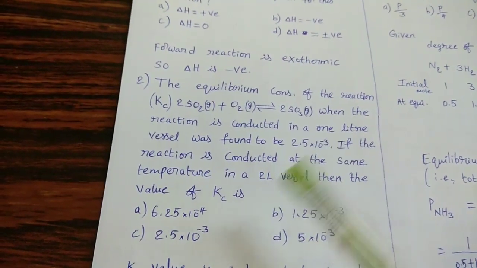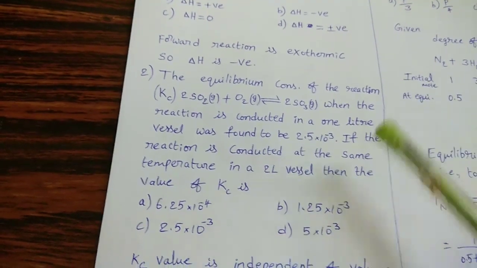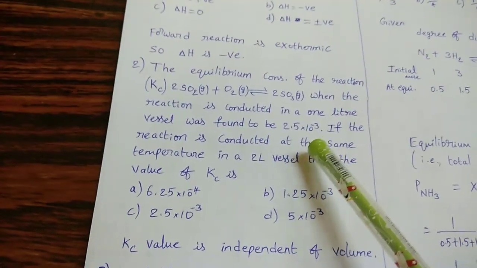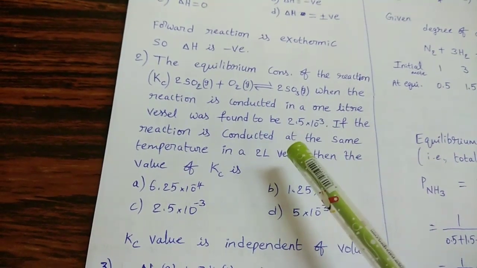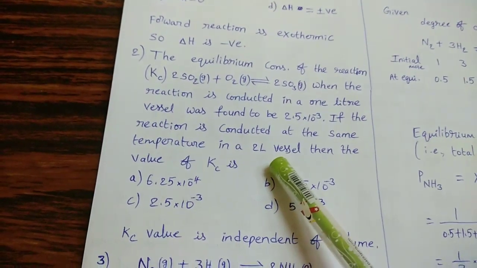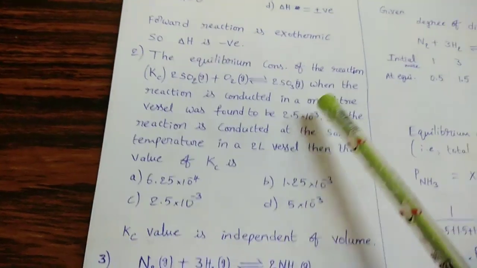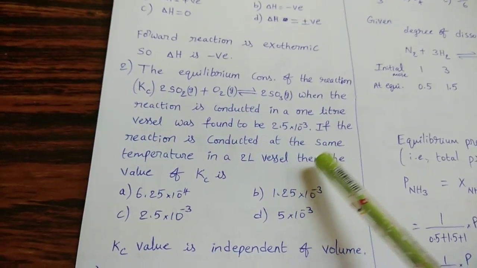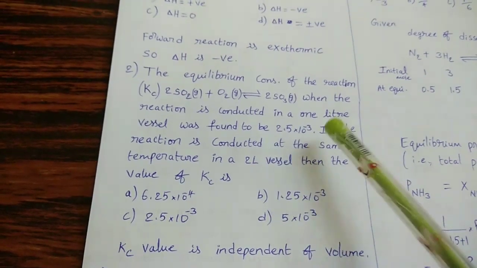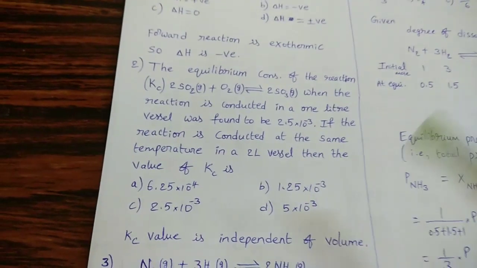In both the cases volume is different, temperature is same. From characteristics of equilibrium constant we can understand equilibrium constant depends on temperature, not volume of the container. So Kc value is independent of the volume. So at the same temperature, if we increase the volume or decrease the volume, there is no change in equilibrium constant. That's why in a 2 liter vessel also the equilibrium constant is same, that is 2.5 into 10 power minus 3. So by seeing this type of lengthy question, sometimes students may feel difficulty. More calculation is there to get the answer. Simple thing. If we use that characteristic, immediately we can get the answer without any calculation. Okay. Next.